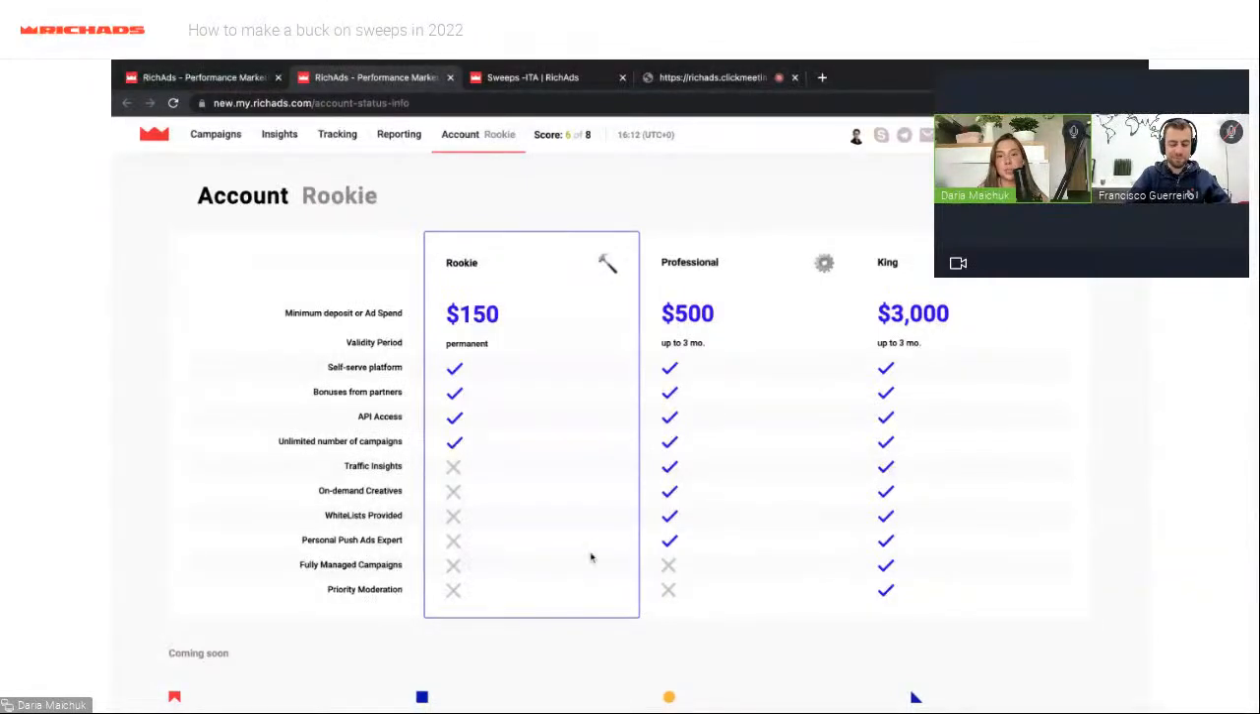And priority moderation. The Professional account will be $500 plus. It will also be very good. You will also have a manager who will help you with whitelist, who will help you with campaigns, and will also help you with optimization. And with Rocky, you can create a lot of campaigns, but you will do optimization on your side.